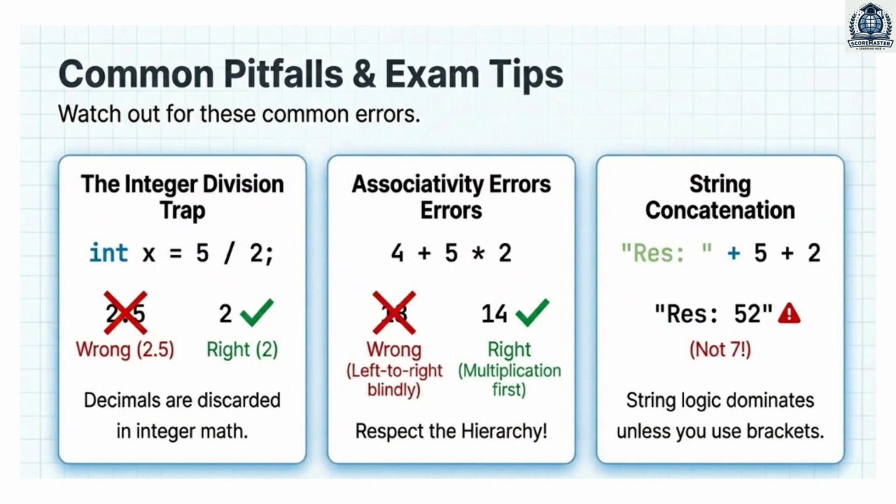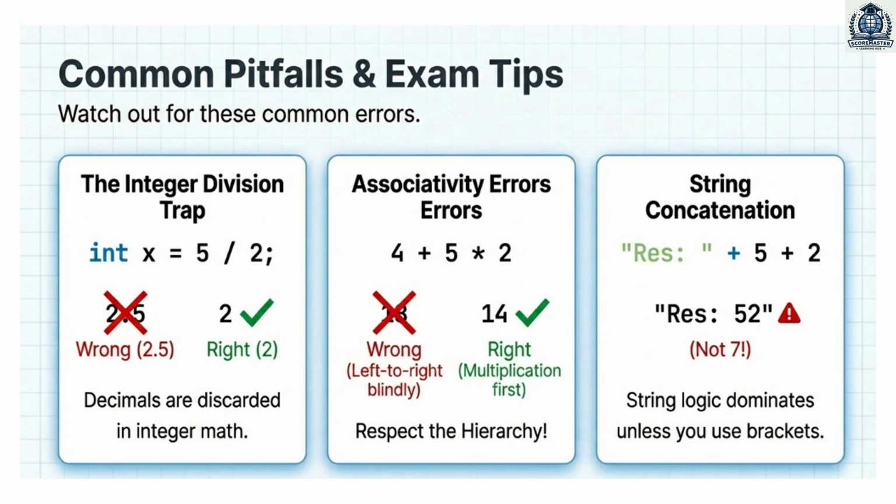Integer division is ruthless. 5 divided by 2 gives 2, not 2.5. Java chops the decimal without mercy. Stop solving left to right blindly. Multiplication outranks addition, so 4 + 5 * 2 is 14, not 18.